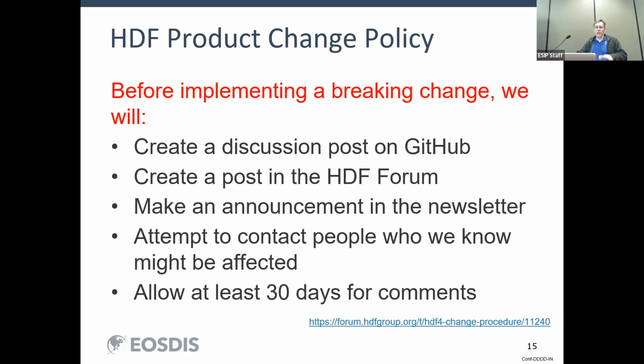Before we implement a breaking change, we will create a discussion post on GitHub in the repository. We'll create a post in the HDF forum. We'll make announcements in the newsletter. We'll try to be as noisy as possible about these changes so that people are alerted. And if we know that certain people and communities require things, we'll try to contact you. No guarantees there, right? I don't always know who my customers are because it's open source. We'll allow at least 30 days for comments, usually a lot longer, because it takes a while for us to get around to doing the actual work, and we go for a while between releases. But we'll try to allow at least 30 days so that there's plenty of time for people to comment.